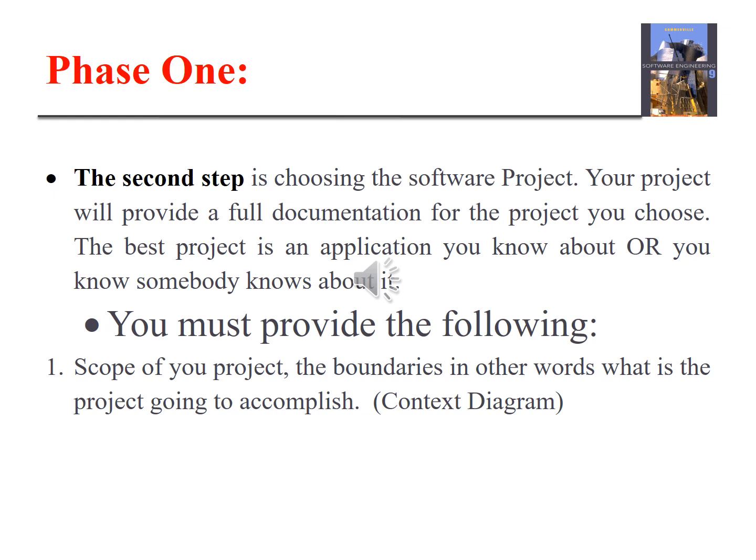Then we move on to phase 1, which is the next step in the whole project: choosing the software project. We have to identify and select what we are going to do. And as we said, the first phase of the system development lifecycle is identification and selection. Your project will provide full documentation for the project you choose. The best project is an application you know about, or you know somebody who knows about it.